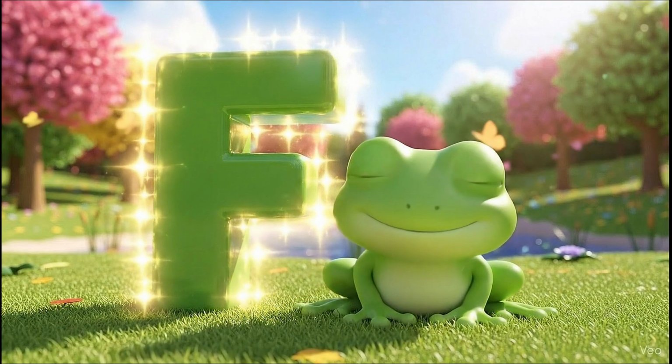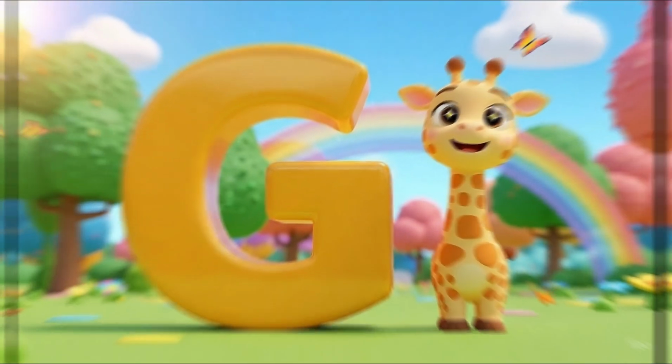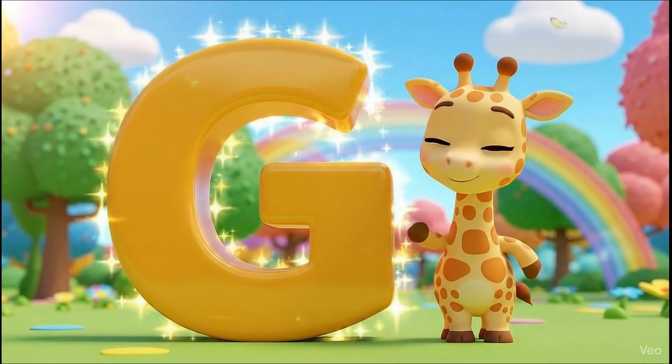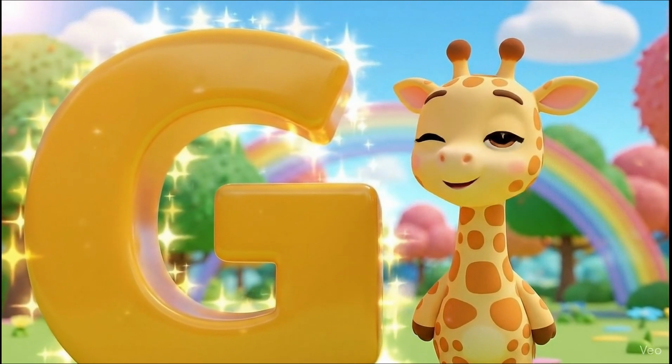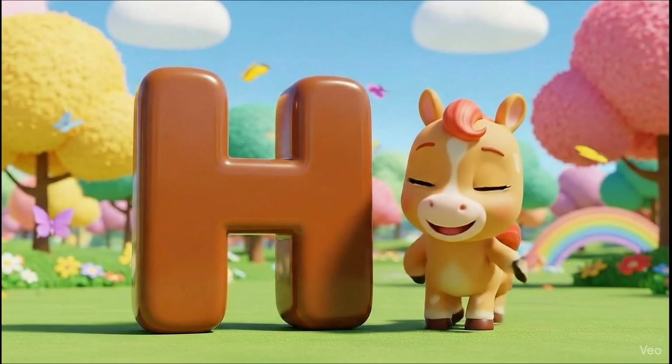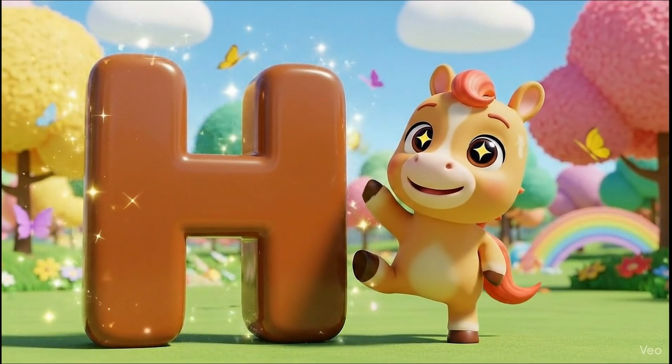Hop, hop. F is for frog. G is for giraffe. Look at the tall giraffe. G is for giraffe. H is for horse. Look at the happy horse.